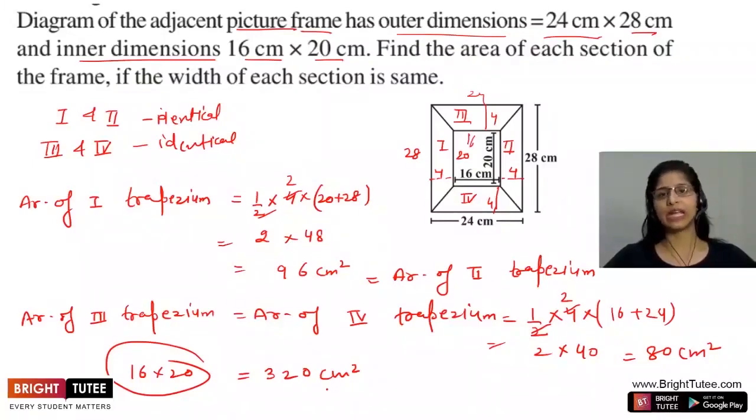You can also find out the areas. If you find trapeziums in photo frames, you can get to know what area the boundary is, that means the outer part is made up of what area.